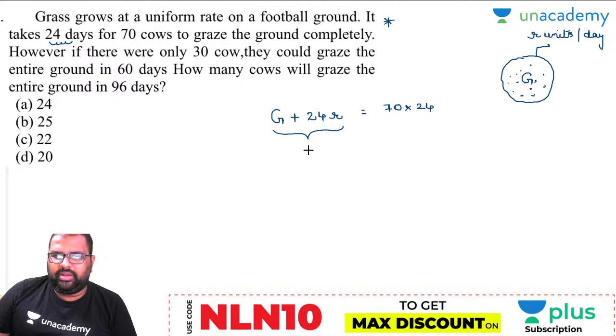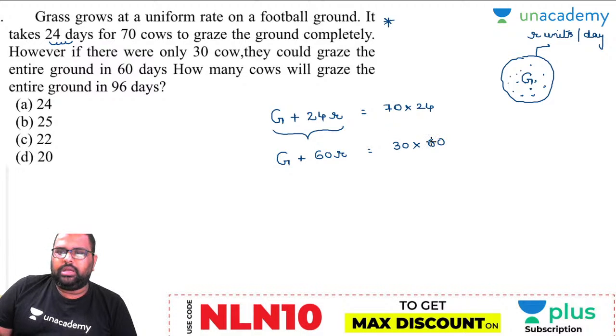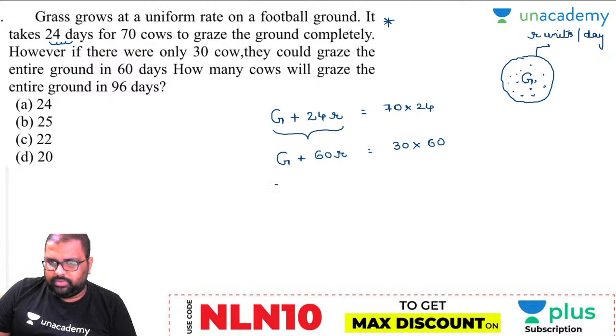Now, however, if there are only 30 cows, they could graze the entire ground in 60 days only. So I'll take it like this. The amount of grass available on the first day is G. In 60 days the grass will grow at a uniform rate of R. Now this total grass will be grazed by 30 cows in how many days? 60 days. Now you got two equations. Solve these two equations, you will get the value of R.